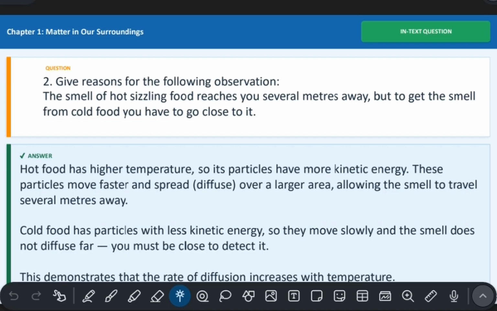So this is because hot food has higher temperature, so its particles have more kinetic energy. So these particles move faster and diffuse over a large area, allowing the smell to travel several meters away. But cold food has particles which have less kinetic energy, so they move slowly and smell does not diffuse. So we must be close to detect it.